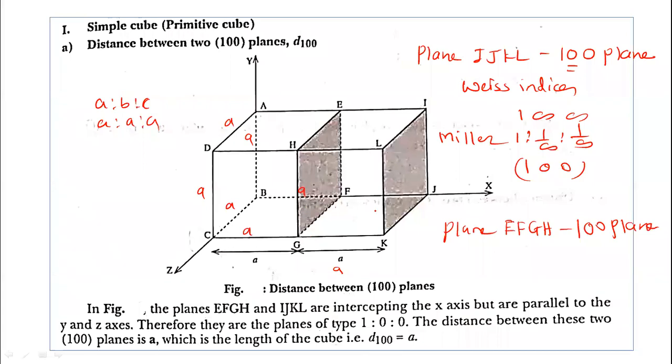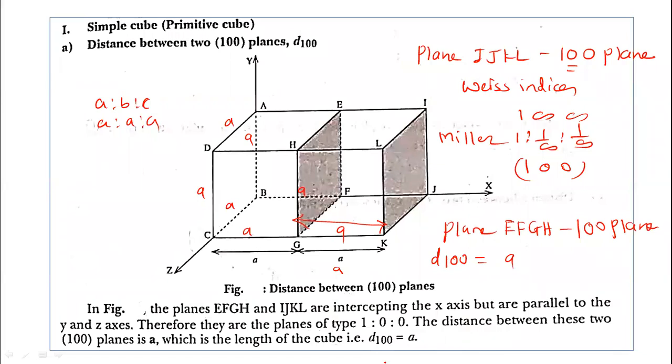So what is the distance between these two planes? The distance between the two planes is equal to a here. Okay. So we can write here D100 is equal to a.